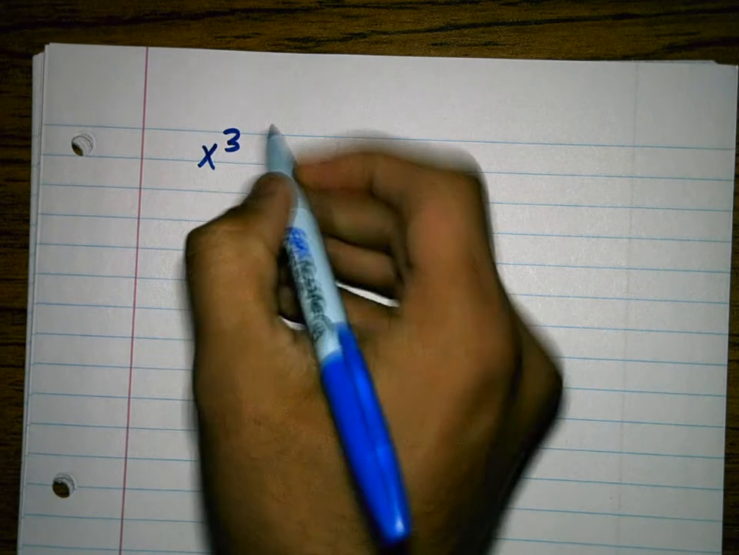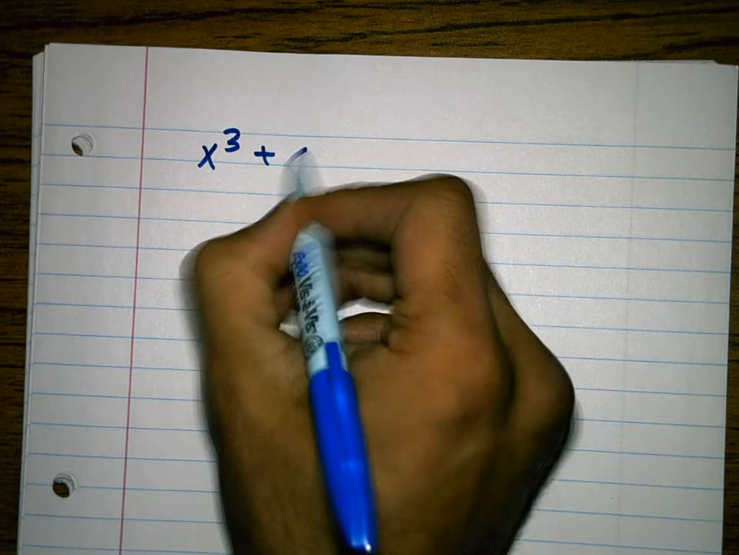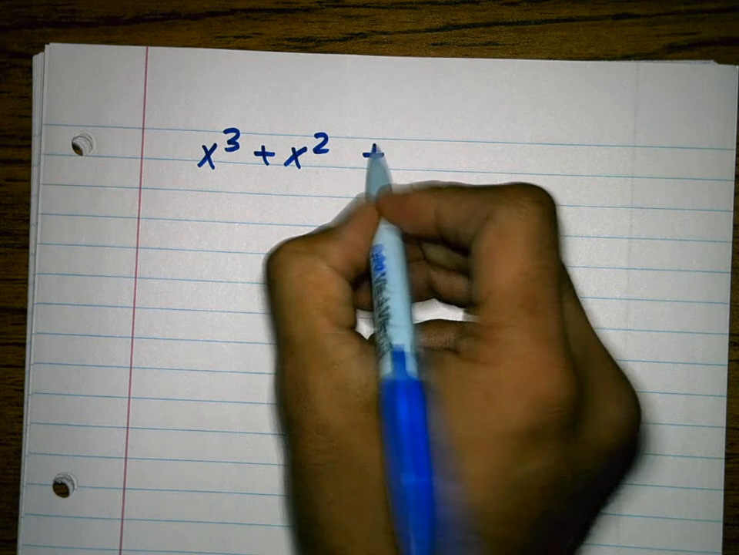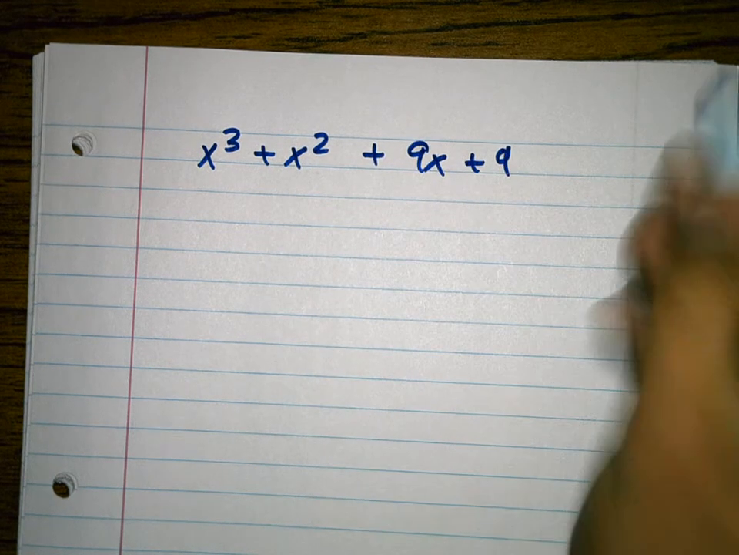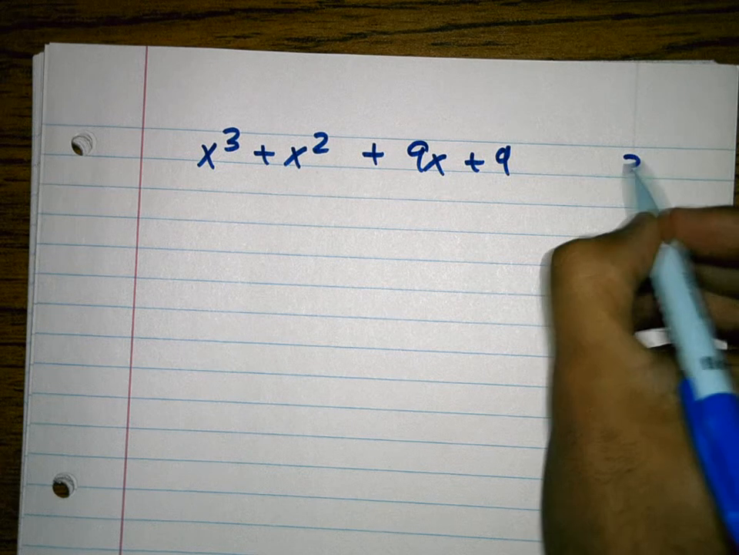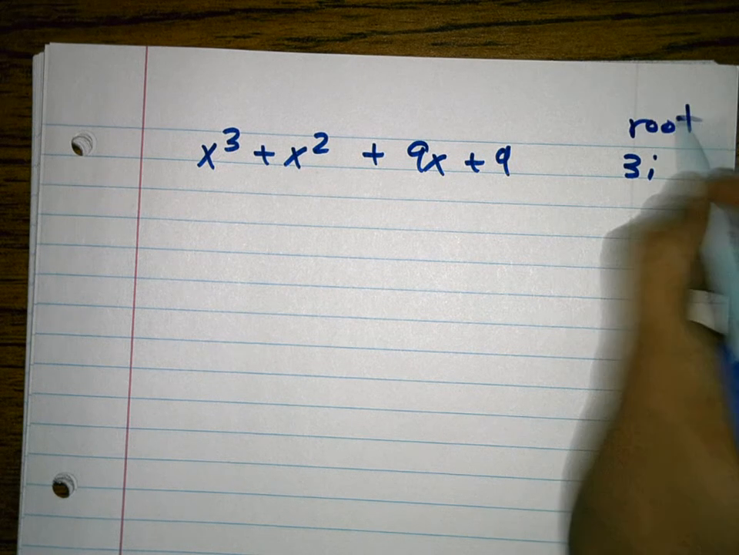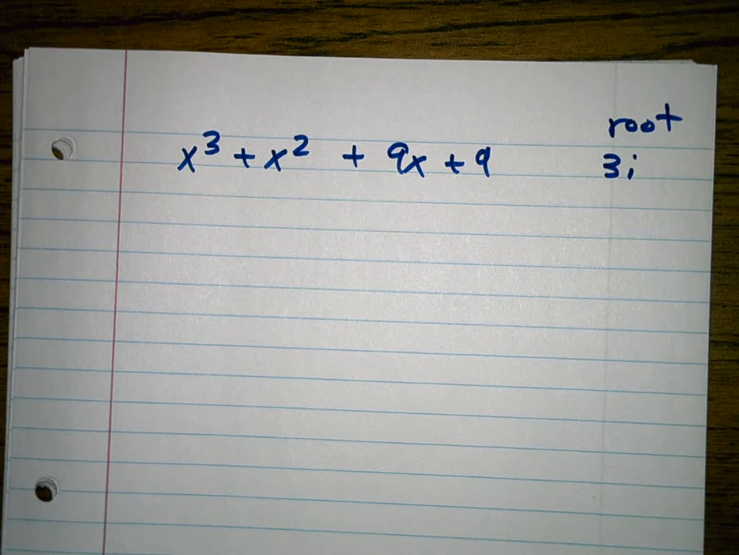So number 60 here, they want me to find the zeros, and they're only giving me 1. Okay. So they're giving me x to the third plus x squared plus 9x plus 9. And they're giving me a root of 3i. Okay, so I need to figure out what the other roots are.